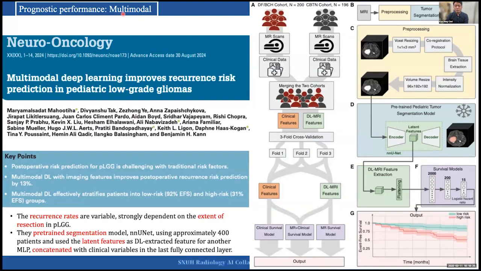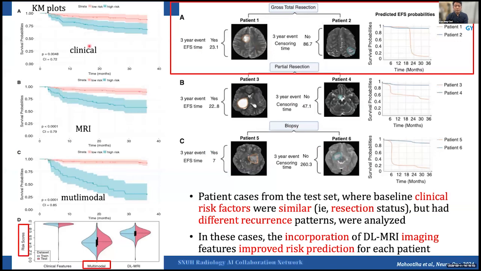In multimodal prognostication, they developed a multimodal deep learning model to predict recurrence risk in pediatric low-grade glioma. The recurrence rates are variable, strongly dependent on the extent of resection. They pre-trained a segmentation model, nnU-Net, using only 400 patients and used the latent features as deep learning extracted features for another MLP concatenated with clinical variables in the last fully connected layer. The Kaplan-Meier plots demonstrate significant stratification for each clinical feature model, MRI-only model, and combined multimodal model.